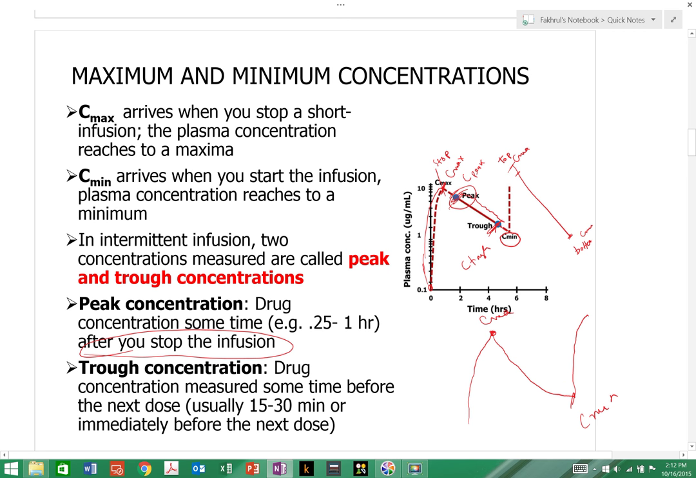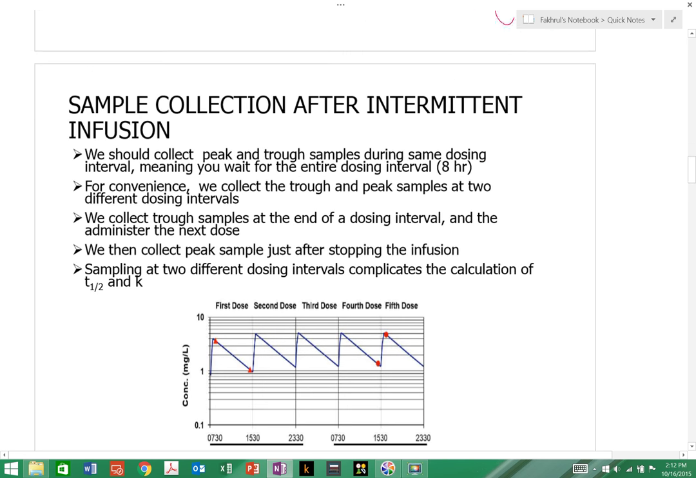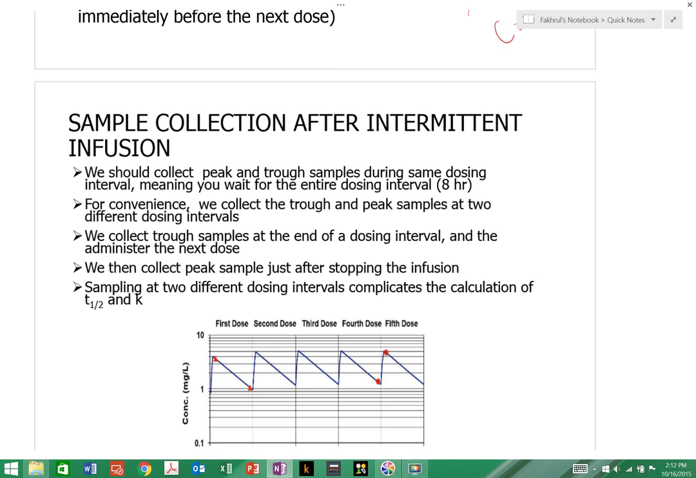And C trough would be just a little after you stop the infusion, and a little before you start the next dose. So this would be your C peak, and this would be your C min. So if we understand this C min, C peak, and C min, then now we have to figure out how to find out the time.